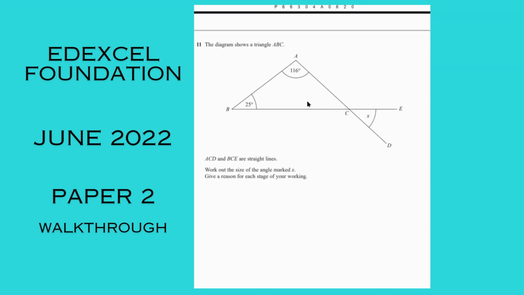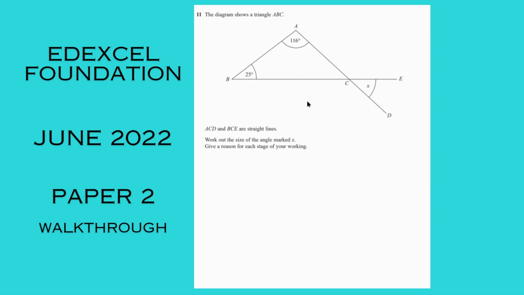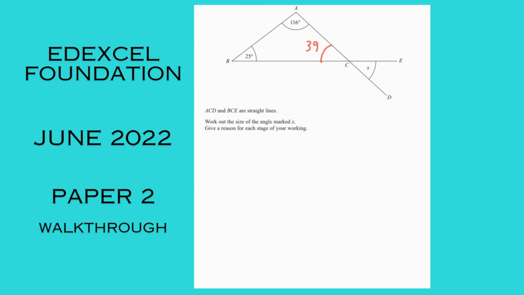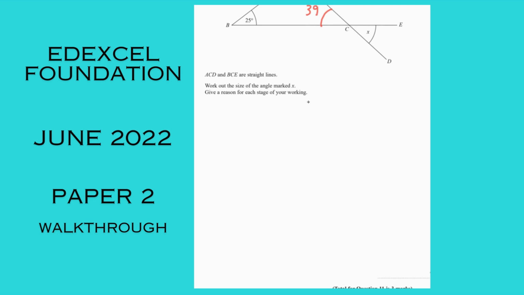On to some angles. I'll not waste your time by writing out the reasons. I'll simply describe them as I go along. So your first job, angles in a triangle add up to 180. So do 180, take away the 116 and the 25. You'll work out that to be 39. And then x is opposite to 39. So x is 39 because opposite angles are equal.